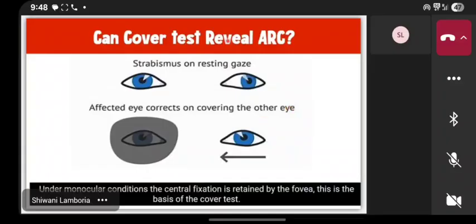Then can the cover test reveal the abnormal retinal correspondence? So if we cover the normal eye, then the abnormal eye takes up the fixation to the center, and then there is no need to develop the abnormal retinal correspondence. And regarding the degree of the squint, the quality of the binocular single vision depends on the degree of the squint. If the degree is small, then the quality is better.